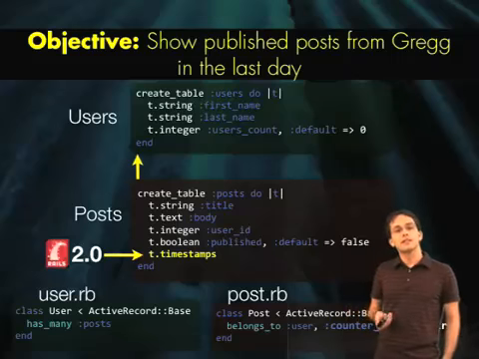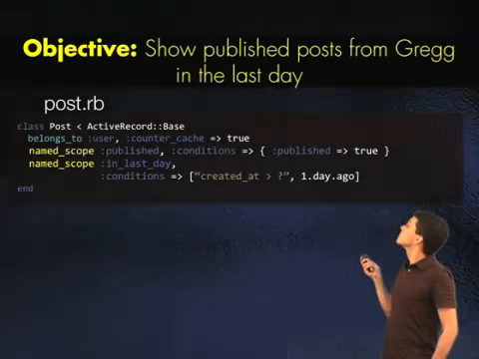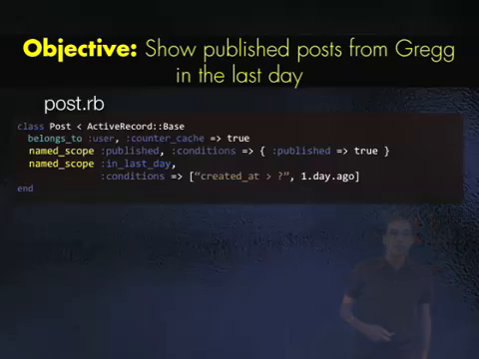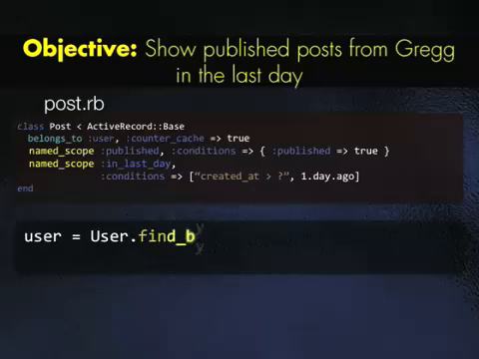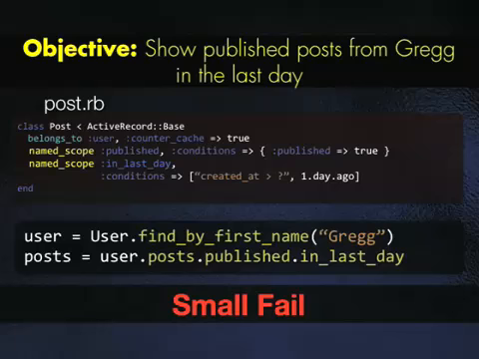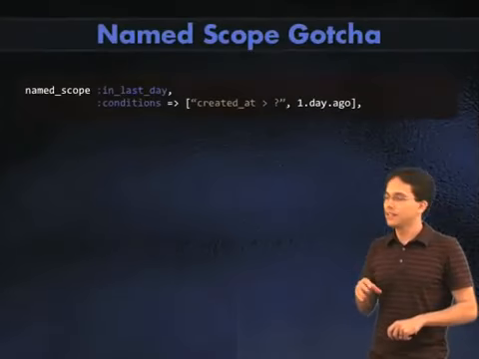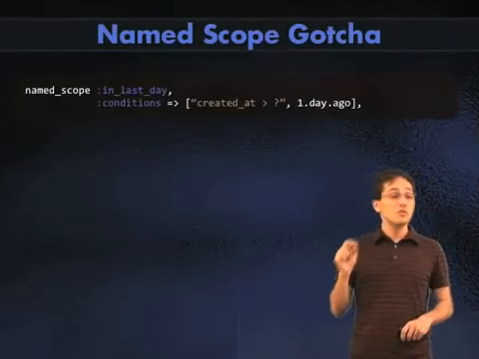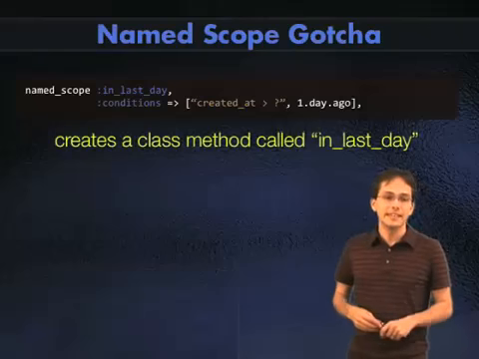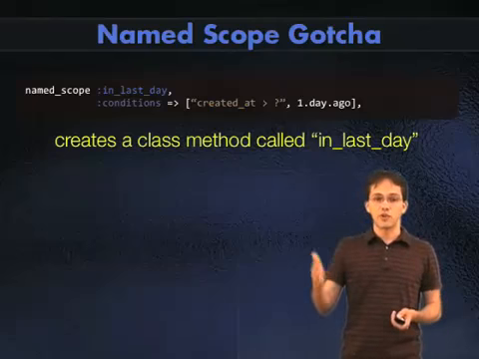So what we could do is create another named scope, this one called in last day, which has conditions created at 1 day ago. We can then just call user.post.published.inLastDay. Well, this will work the first time, but it's going to kind of fail a little the next time we run it. What's happening is when our class gets instantiated, the name scope defines a new method on our class called inLastDay, right? And then every time I call that query, that same method gets called over and over again.